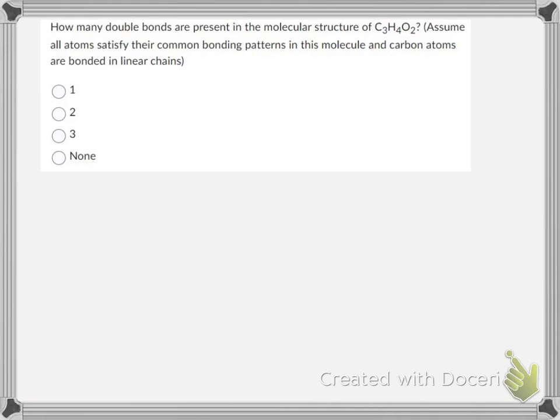Right, so how many double bonds are present in C3H4O2? This is coming from the homework. You're given a hint: assume all atoms satisfy their bonding patterns, and that carbon atoms are bonded in a linear chain. What does that mean? Well, we take the carbon atoms and put them in a linear chain like this, and we have to attach 2 oxygen atoms to it. Now, you could put both of them on the same carbon, but I started with oxygen on different carbons.